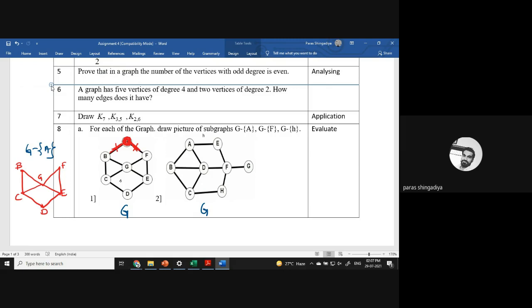Same, you just try it for G minus F. G minus F means remove this vertex F from this graph. F will be removed from here, and three edges are also connected with it. So these edges also will be removed. Draw the graph of G minus F. And then you have to draw the shape of G minus H.